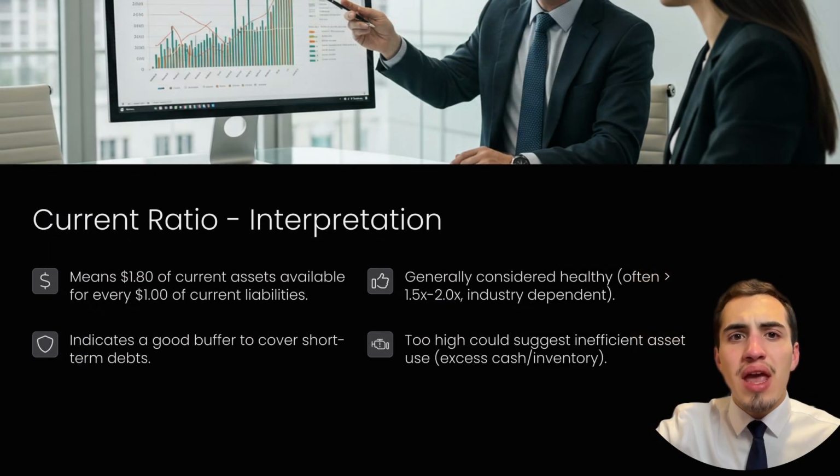So what does 1.8x mean? It signifies that Omaha Manufacturing has $1.80 of current assets available to cover every $1 of liabilities coming due within the year. A ratio like this is generally considered healthy, suggesting a good buffer. However, context matters. Very high ratios could sometimes indicate inefficient use of assets.